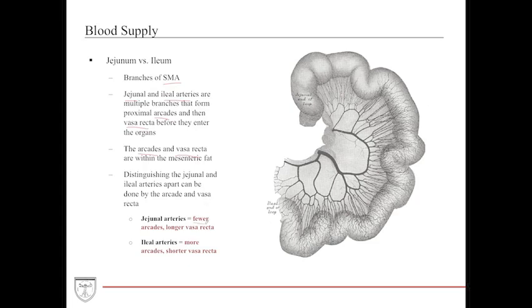The jejunal arteries have fewer arcades and longer vasa recta. So fewer arcades, 1, 2, 3, and long vasa recta.